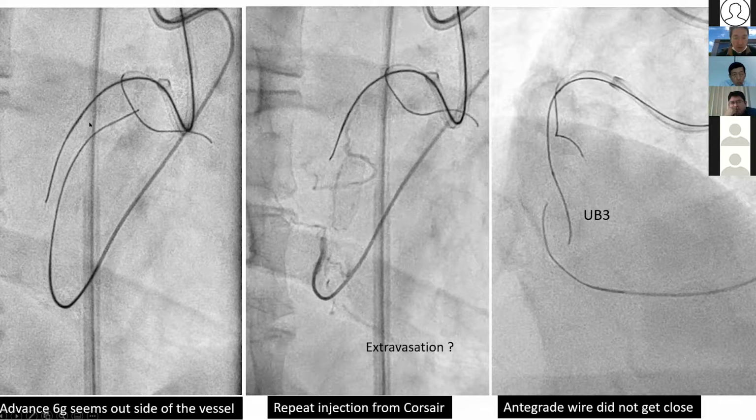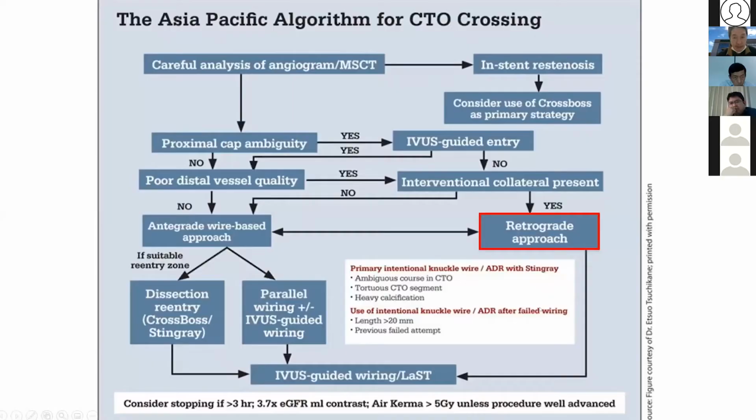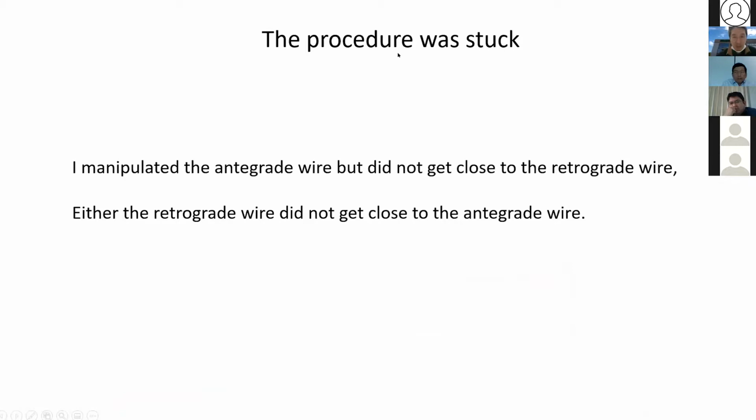I removed the wire and checked the contrast injection again; maybe there is some kind of perforation here. So I advanced the anterograde wire again to aim at the retrograde wire, but the UB3 goes very far from the retrograde wire. So I did the retrograde approach, failed, and did the anterograde approach, going back and forth. The procedure was stuck. I manipulated the anterograde wire, but it did not get close to the retrograde wire. Neither did the retrograde wire get close to the anterograde wire.